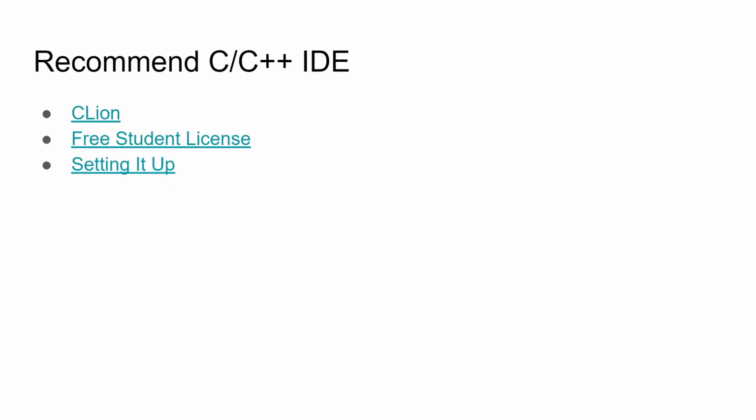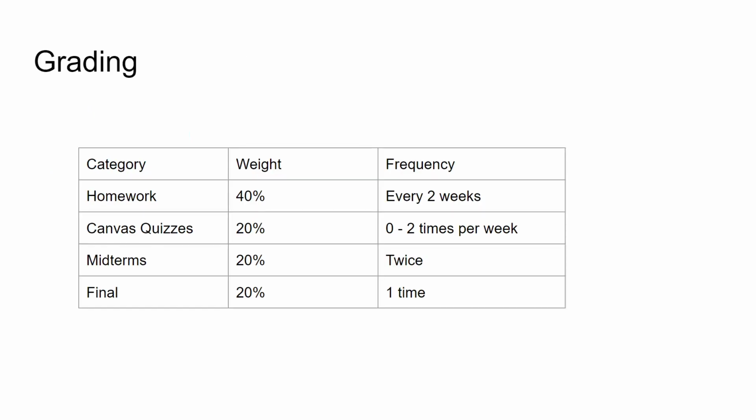For programming in C and C++, I recommend that you use CLion. You're free, though, to use whatever you feel like as your editor of choice when you're programming, but it's free to use. You can get a free student license from JetBrains, and there's a couple of videos I have up online for you to get it set up if you need help with that.